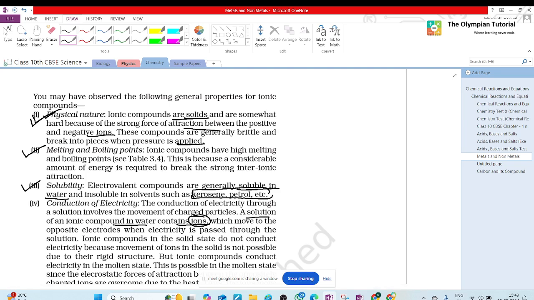Ionic compounds have high melting and boiling points. This is because a considerable amount of energy is required to break the strong interionic forces of attraction. That's why a high amount of energy is required to break the strong interionic attraction. They have high melting and boiling points.